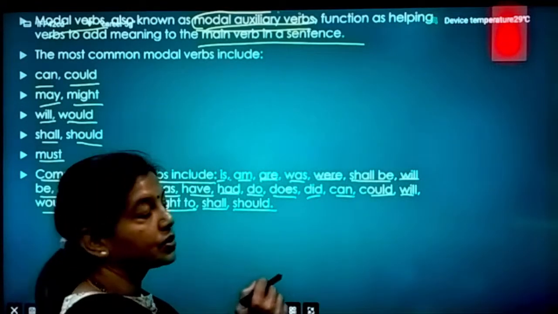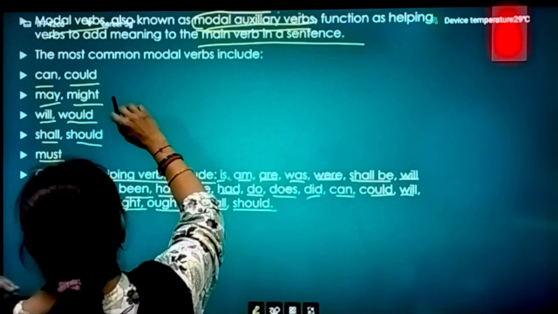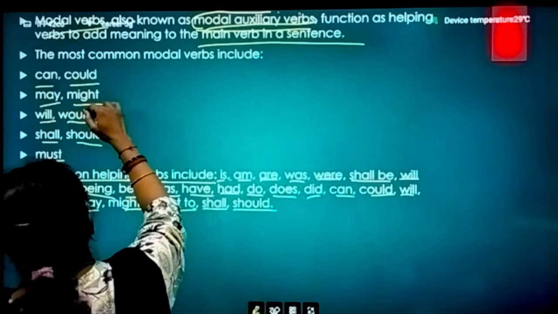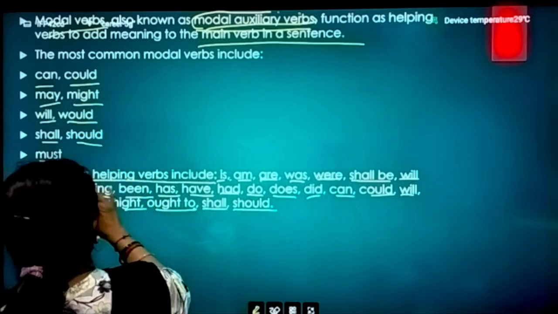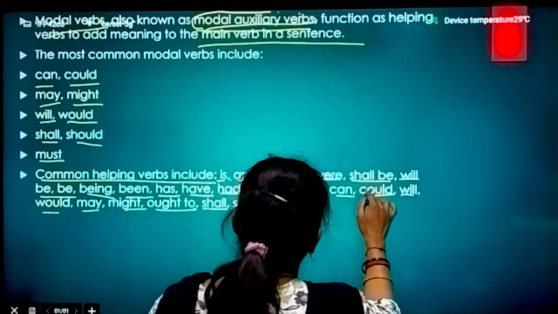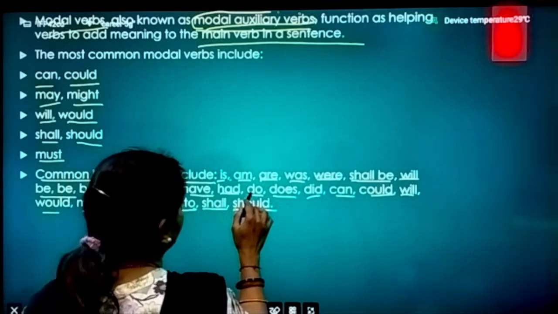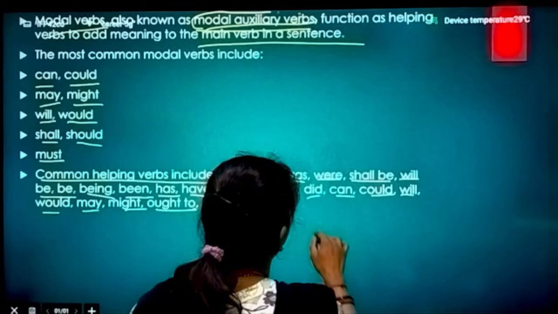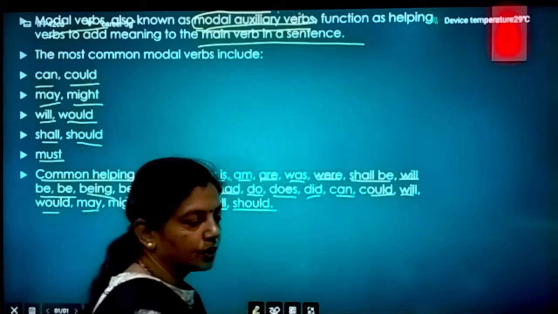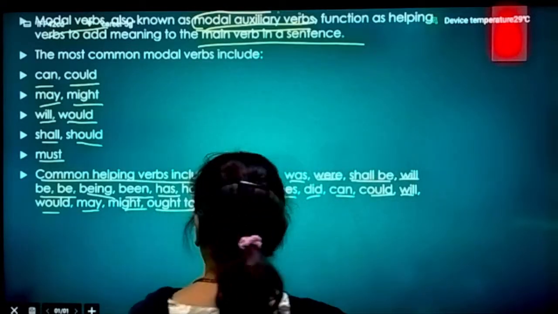Shall we do it once again so that it registers in your mind? The modal verbs are can, could, may, might, will, would, shall, should, must. Common helping verbs include is, am, are, was, were, shall be, will be, being, been, has, have, had, do, does, did, can, could, will, would, may, might, ought to, shall, should. You can also include a few of the things which you find.